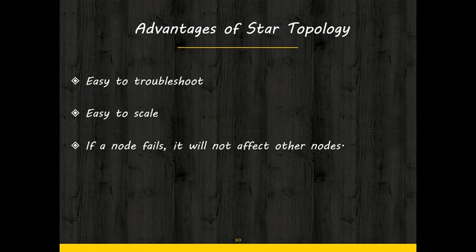Now we will see advantages of star topology. First is easy to troubleshoot, which means that it is easy to identify where errors or performance issues are occurring, simply because the faulty node doesn't give response. Next is easy to scale, which means that new nodes can be added to the existing network, or some nodes can also be removed from the network easily. And if a node fails, it will not affect other nodes.